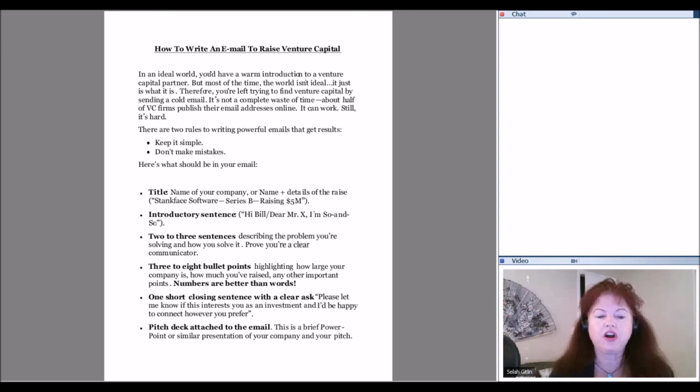So there are two rules to writing powerful emails that get results. Rule number one, keep it simple. If you can't explain it simply, there's probably a problem with your business plan, right? Rule two, don't make mistakes. Spelling, punctuation, very important. But even more important is how you present your idea.